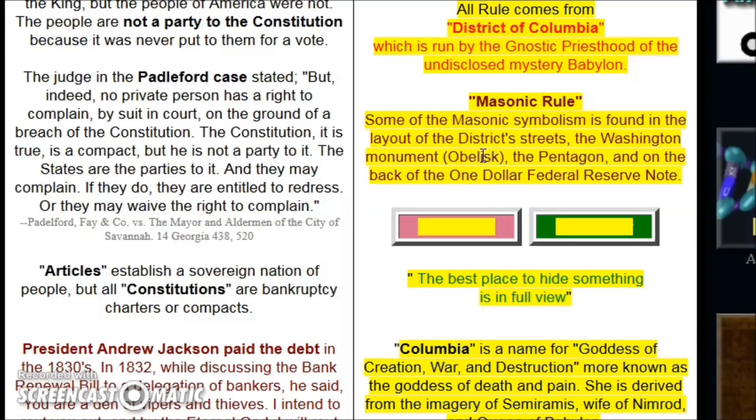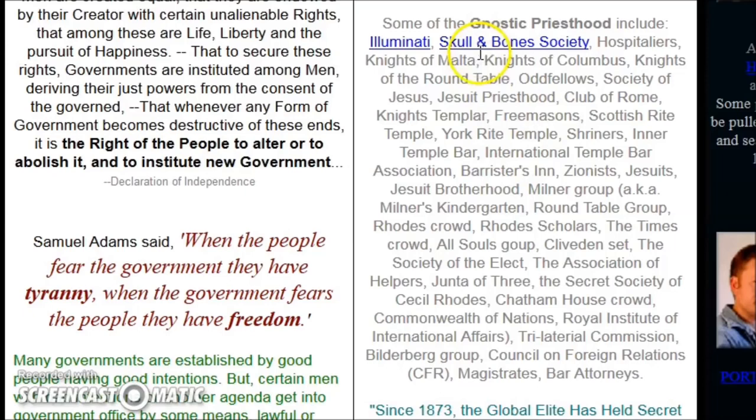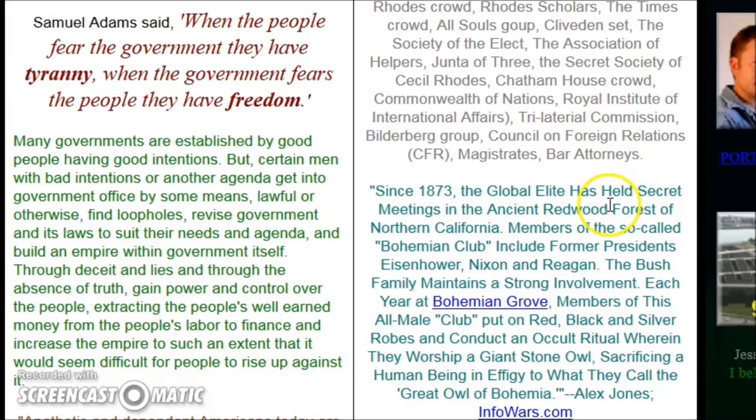Now, going down a little further, we see that the Gnostic priesthood includes the Illuminati, Skull and Bones Society, which John Kerry and the Bushes are members of, Knights of Malta, Knights of Columbus, all the secret societies, and then the ones you've probably heard of down here. We see the Secret Society of Cecil Rhodes, that's the Rhodes Scholar, Chatham House Crowd, Commonwealth Nations, the Royal Institute of International Affairs, the Trilateral Commission, which is run by the Rockefellers, the Bilderberg Group, the Council on Foreign Relations that the Clintons and many, many presidents have belonged to, and the magistrates and bar attorneys.